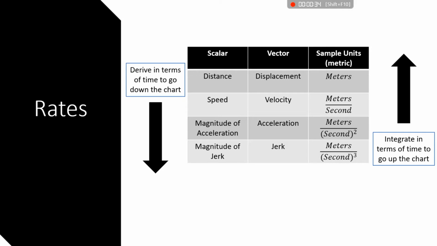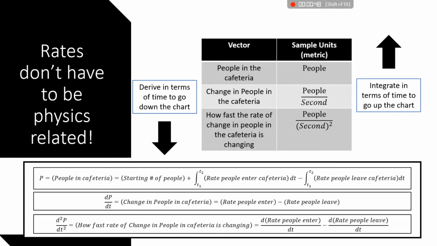So I've got a chart here listing a bunch of our scalar values and vector values for particle motion. Scalars without direction, vectors with direction. So if I had, for instance, a change in people in the cafeteria, so that's a rate of change in the number of people. I could differentiate to get the acceleration of people in the cafeteria, so that's how fast the rate of change in people in the cafeteria is changing. Or my second derivative of people entering the cafeteria or leaving the cafeteria. So that would be people entering and then people leaving, and the change in those rates.